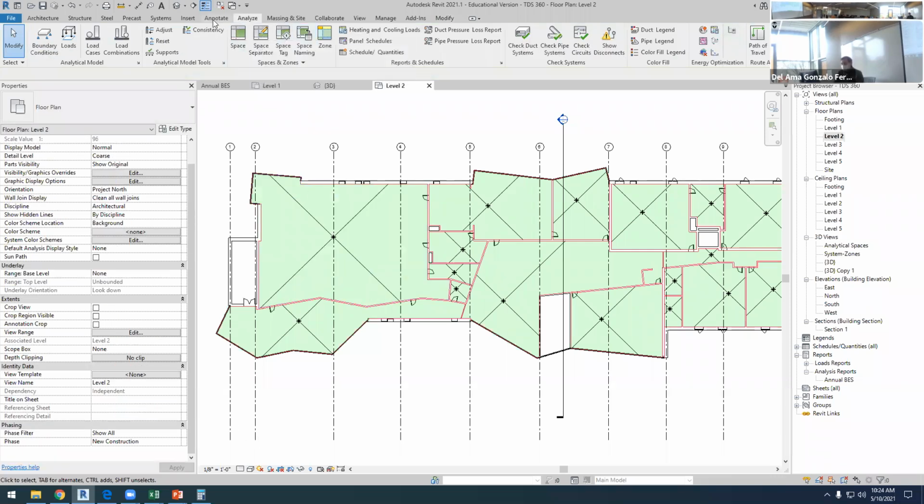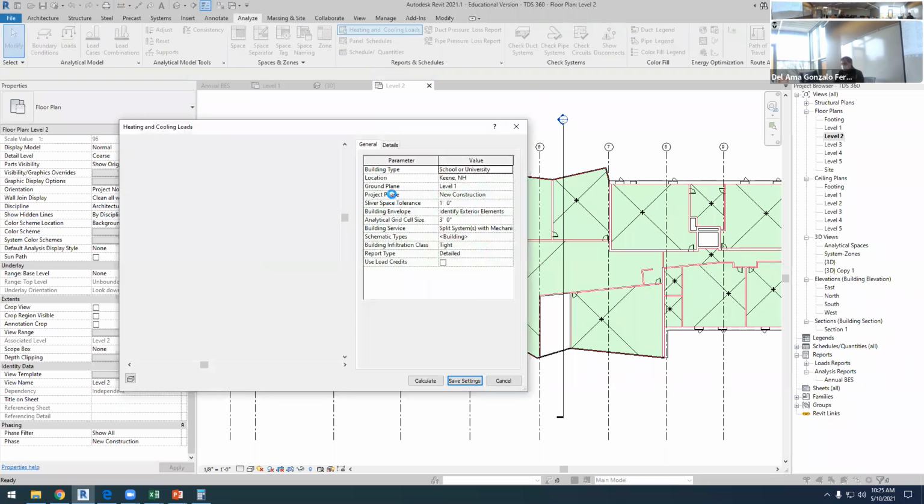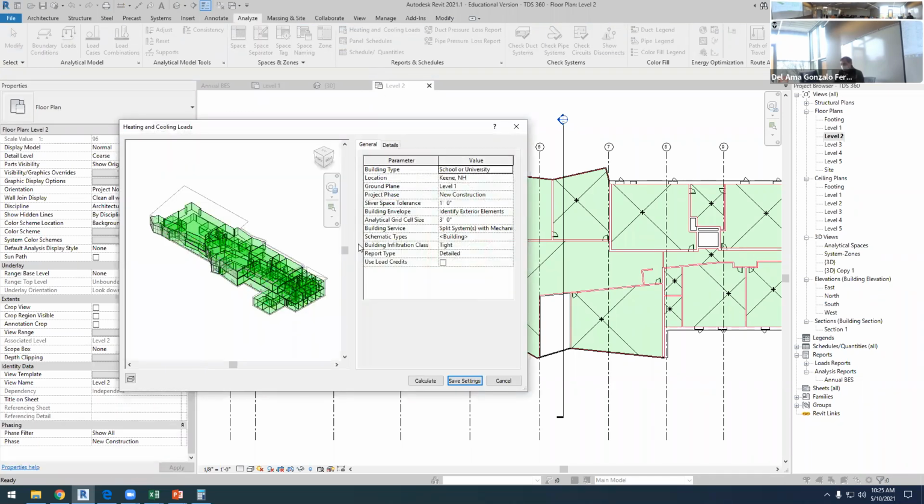So now we have to create this heating and cooling loads analysis. And here we can select the building service. I told you to select this one, split system with mechanical ventilation. This is what we have in this kind of classrooms. We have a split system with a mechanical ventilation system.